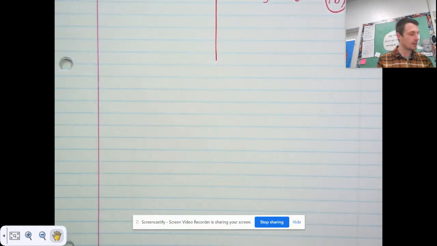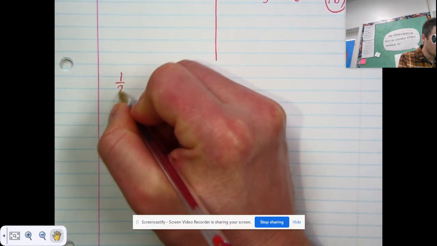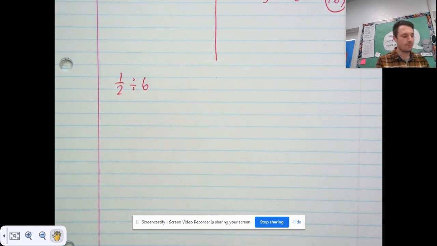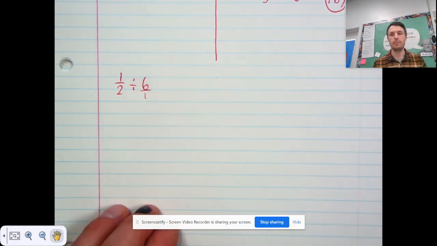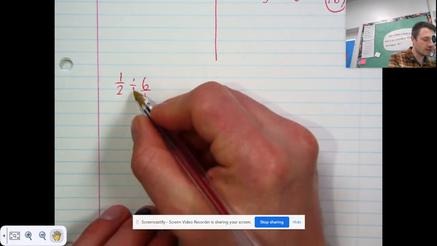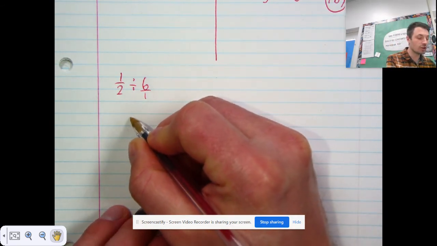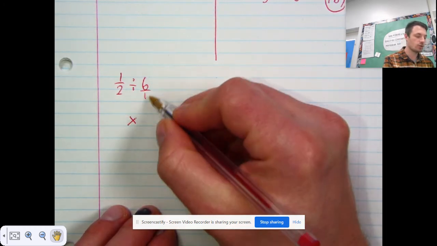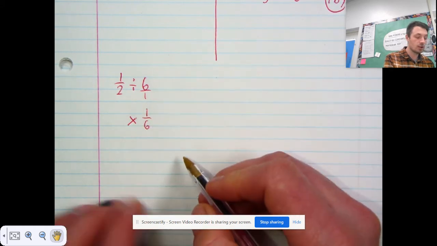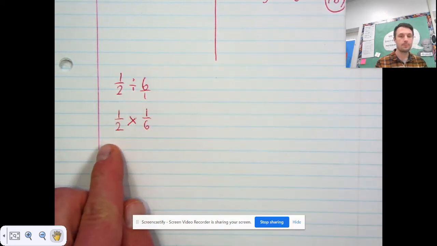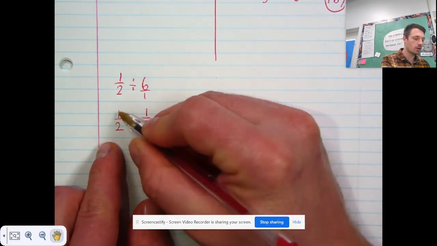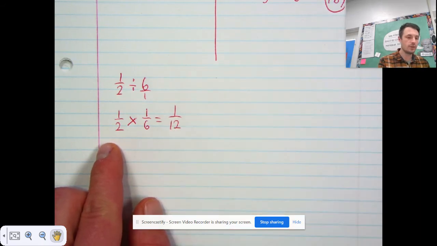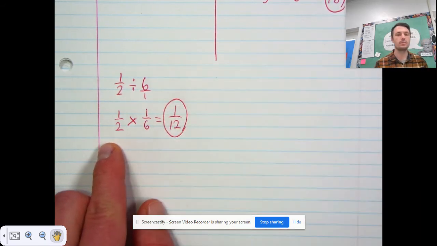Let's do some more examples. Let's do 1/2 divided by 6. So step 1 is give the whole number a denominator of 1. Step 2 is flip or reverse the sign, reverse from division to multiplication, and flip the second fraction. So 6/1 changes to 1/6. The first fraction stays the same. And now you multiply straight across. 1 times 1 is 1. 2 times 6 is 12. So 1/2 divided by 6 is 1/12.